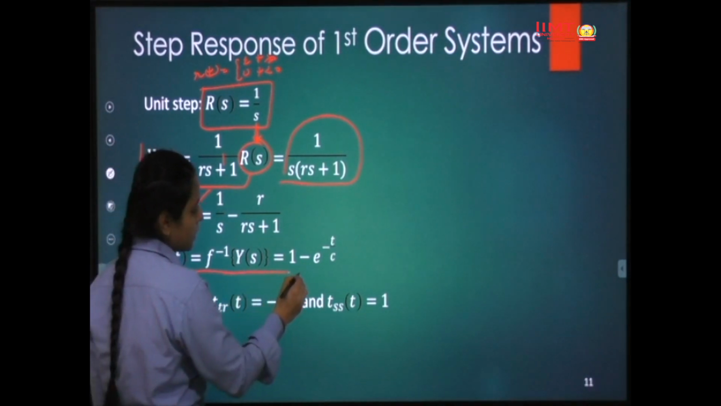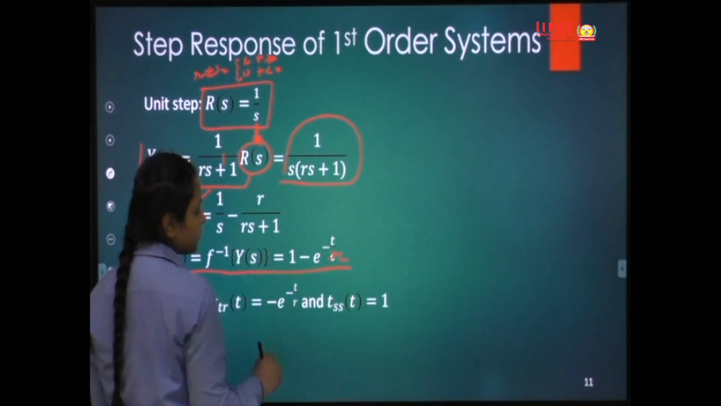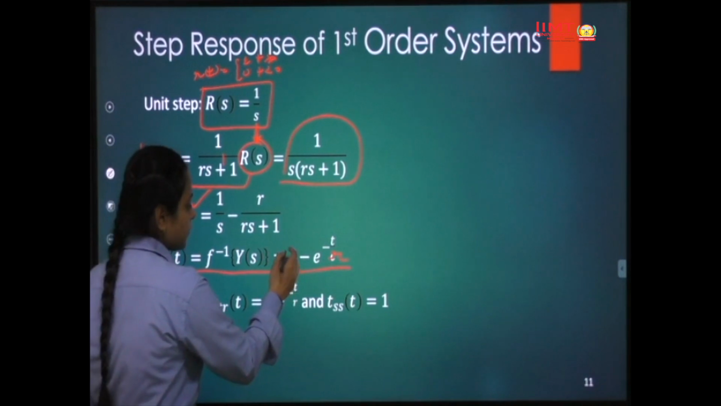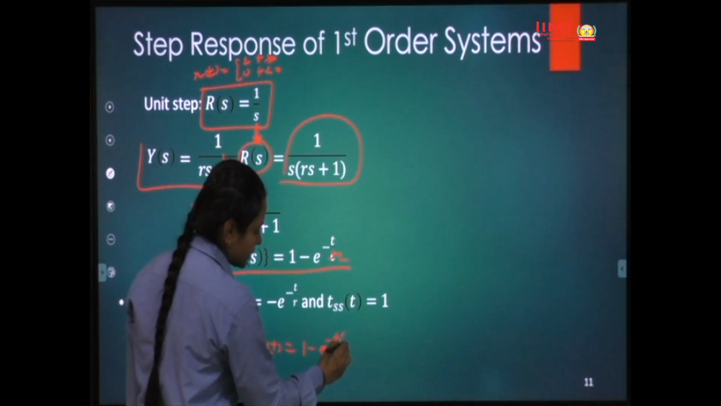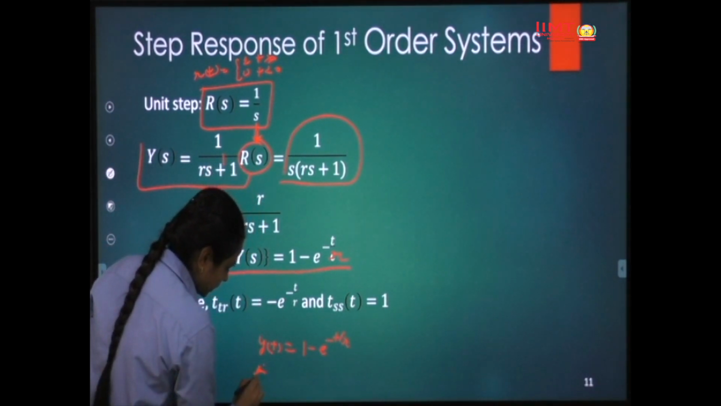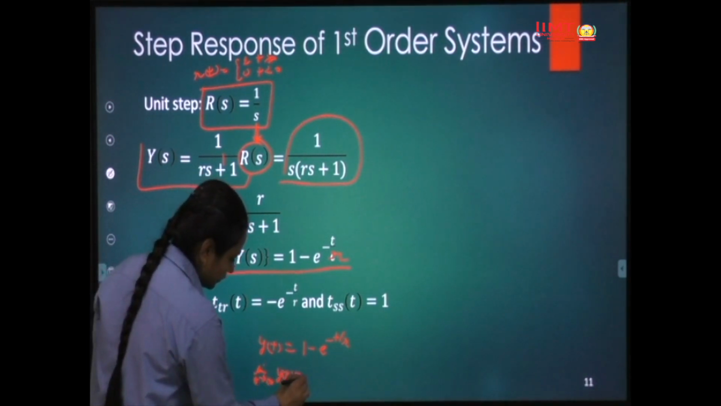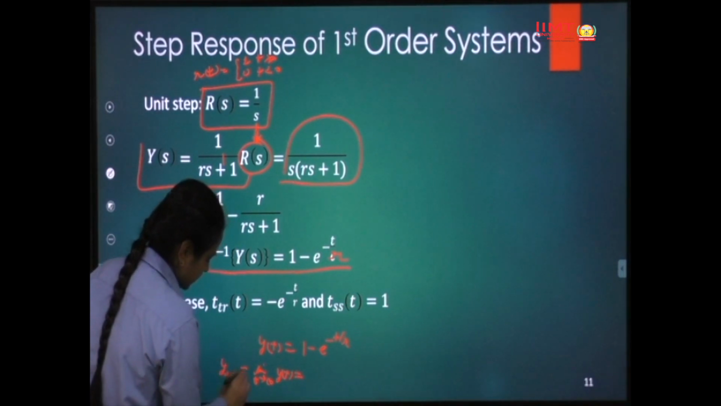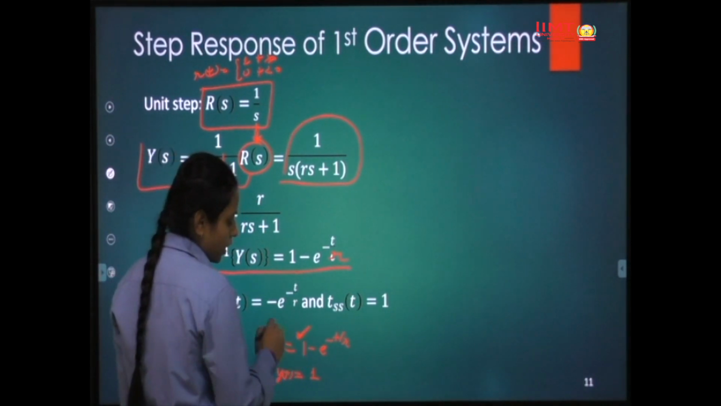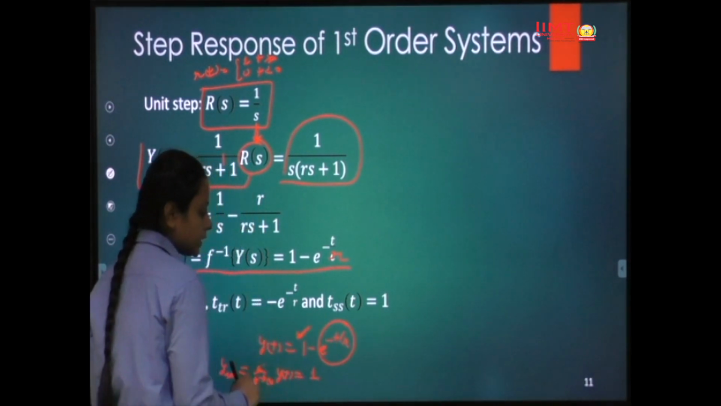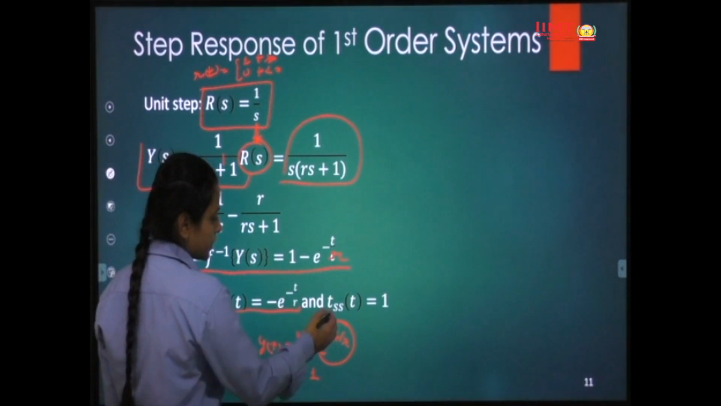y(t) is equal to the inverse Laplace of this, and we get 1 minus e to the power minus t by T. So we have y(t) equal to 1 minus e to the power minus t by T, and for the limit t tends to infinity, y(t) would be equal to y_ss. This would be equal to 1. Okay, so this is your steady state response, and this is your transient response. In this case, the transient response is equal to minus e to the power minus t by T, and y_ss is equal to 1.